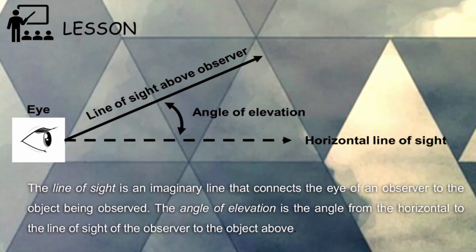The observer po is nasa baba. Yan. Nasa ground po ang ating observer. At yung kanyang ino-observe naman po is nasa taas. Which is para po mabuo ang ating angle of elevation. Ayan po.